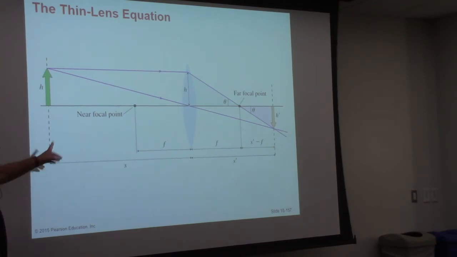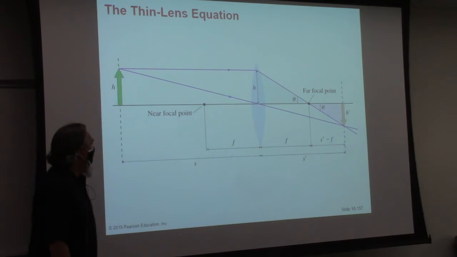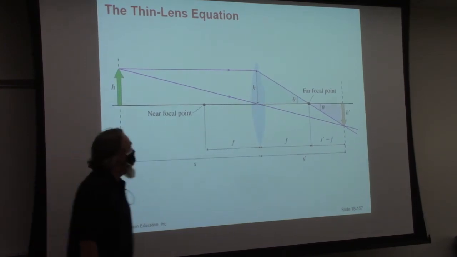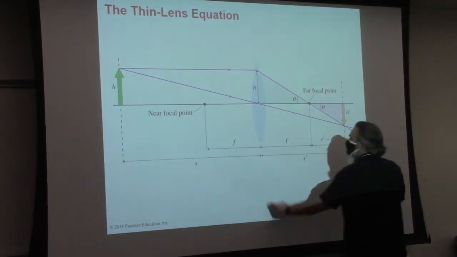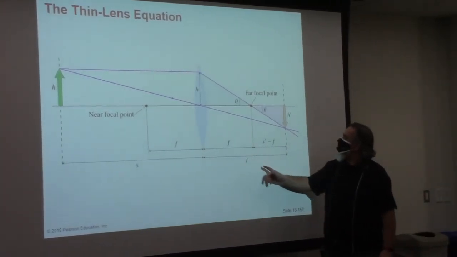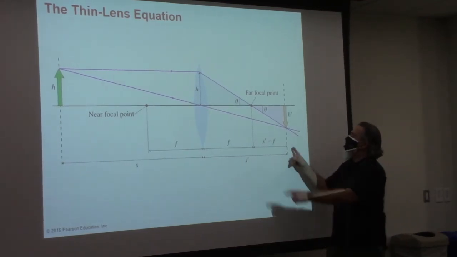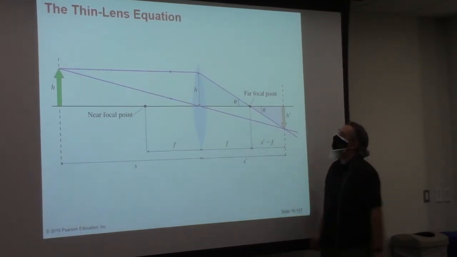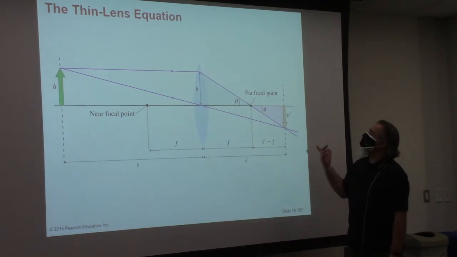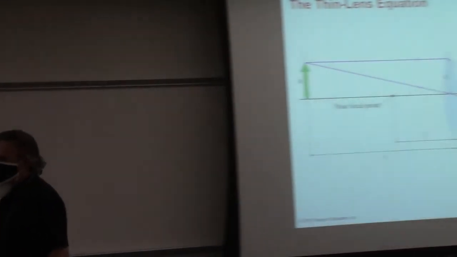So here's the focal point. Same thing we had before. Object distance, image distance. S prime is where the image is formed. Here's the focal point, so this little distance here is S prime minus f. The reason I'm showing you this is we're going to use similar triangles and come up with this thin lens equation, which actually also works for mirrors.